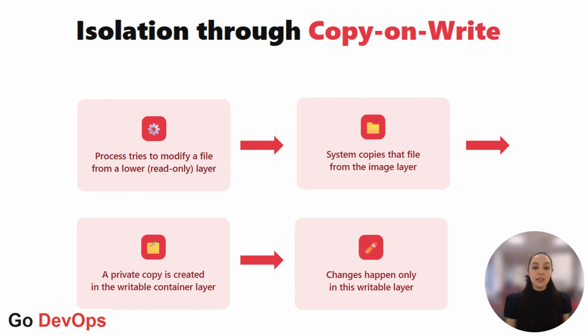And this mechanism is the reason containers can share the same image but behave independently. Every container has its own writable layer, so any runtime changes happen in complete isolation. And it also preserves immutability. So the base image never changes, which means you can run hundreds of containers from the same image, and every one of them starts from the exact same clean state.